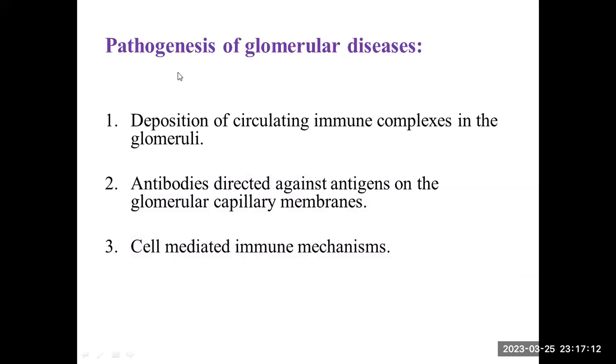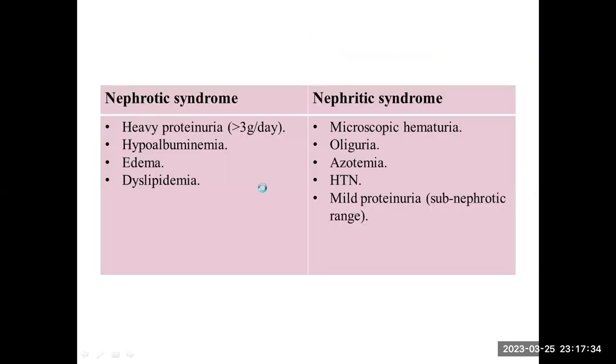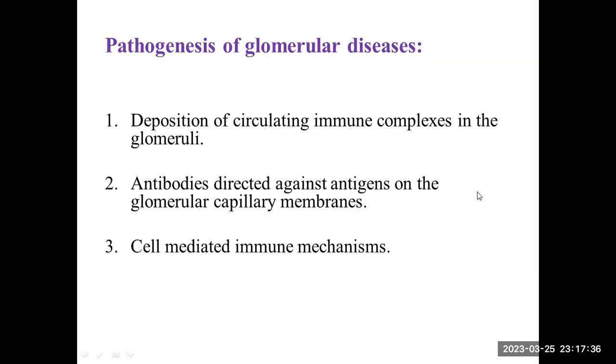So let's talk about the pathogenesis of glomerular diseases, the mechanisms by which glomerular disease and glomerular injury can develop. There are 3 basic mechanisms. The first mechanism is deposition of circulating immune complexes in the glomeruli. In glomerular diseases, there is a glomerular injury, and this injury is due to some sort of inflammation. Inflammation in glomerulonephritis is always due to some immunological process. There is some autoimmunity in glomerular diseases.